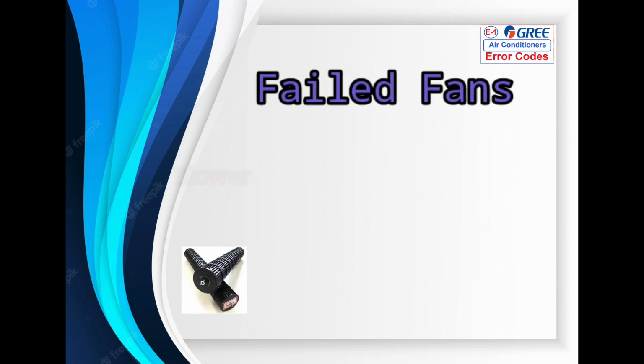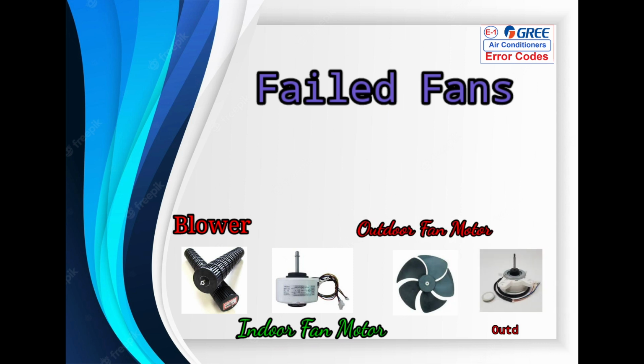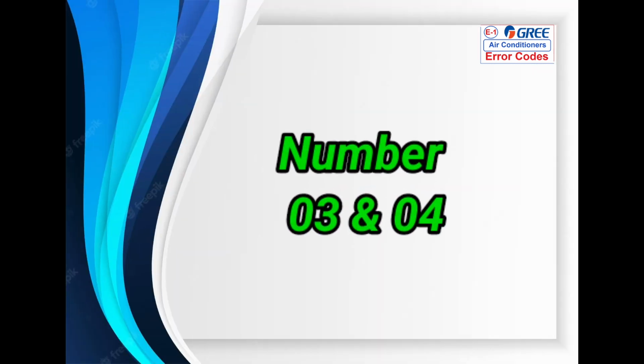Number two is failed fans. Failed fans means maybe your blower is broken, not working properly. Maybe your blower motor is damaged, you need to replace that motor. Or maybe your outdoor fan blade is broken, due to which high pressure is coming. Or maybe the motor is damaged, due to which the outdoor fan is not working. That's why your condenser is creating high pressure, because of which the error code is coming. So this is the second one.